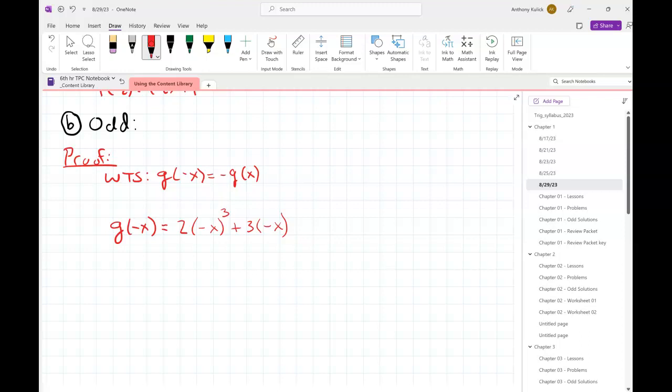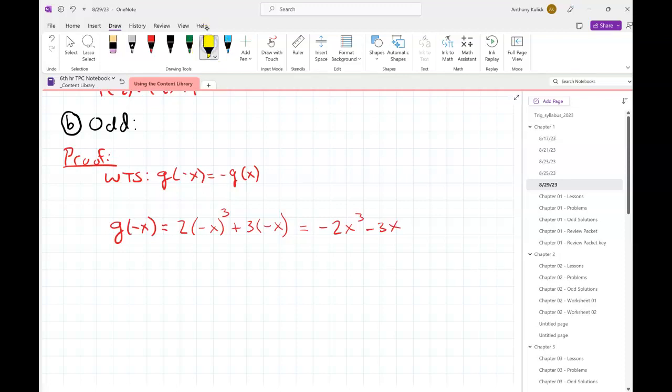Okay. Now let's simplify the expression here. What is negative x to the third simplify to? Negative x to the third, right? Because we have 3 negative x's. 3 negatives make a negative. And then I have 3 times negative x. What does that simplify to? Right here. Negative 3x. Great. We feeling all okay? All right.